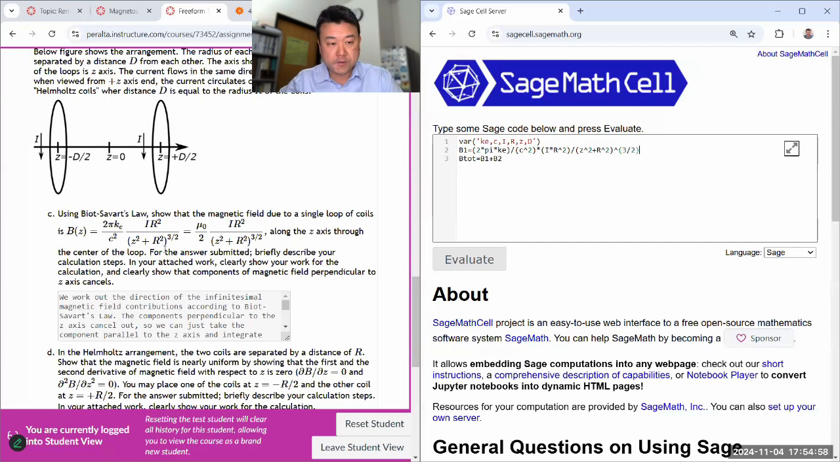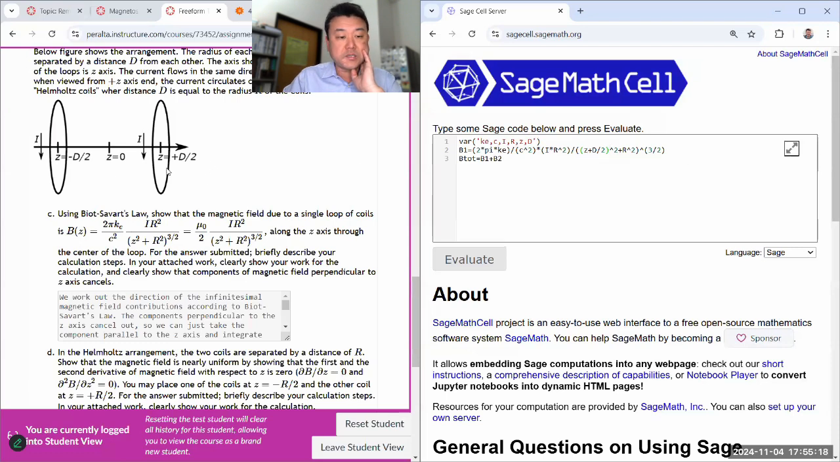But we need to shift it. So this is the expression if the loop was right at the center, G equals 0. We need to shift it a little bit to the left to G equals minus D over 2. So what the procedure will be is wherever I see G, I replace that with a G plus D over 2. And you can kind of test it out.